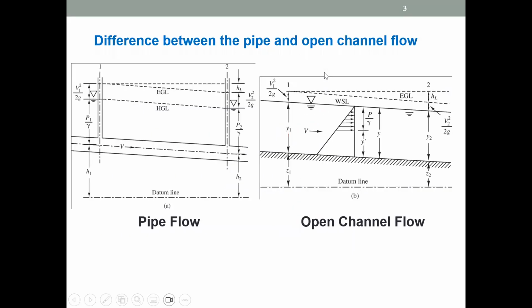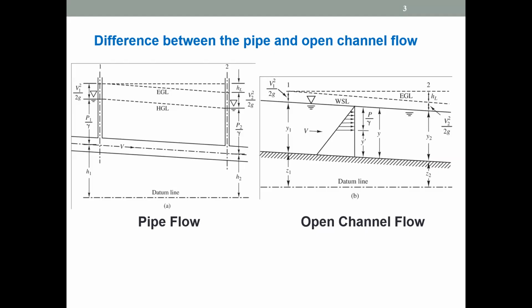Right. So can someone tell me what is the difference between the pipe flow and the open channel flow? Did you study the pipe flow? Students, have you studied the pipe flow? The open channel has exposed to the atmosphere. Yes, very good. Open channel is always open to the atmosphere, right? So what is the difference of that to the pipe flow?